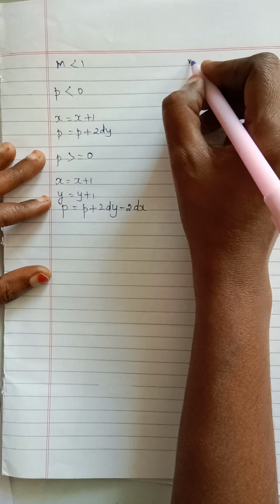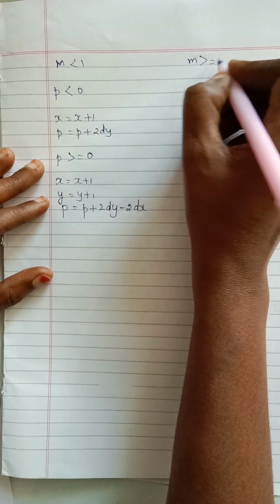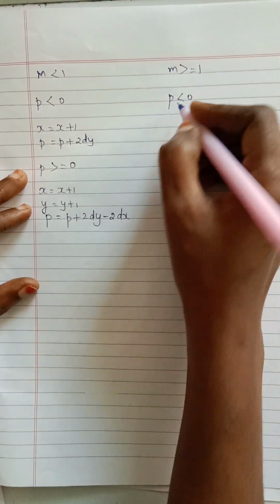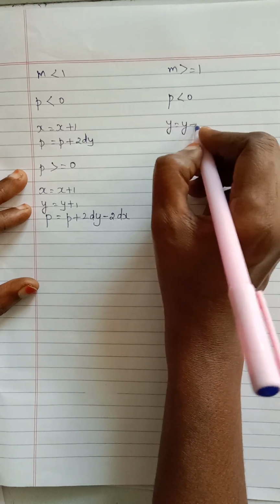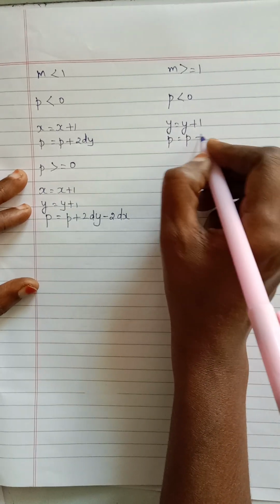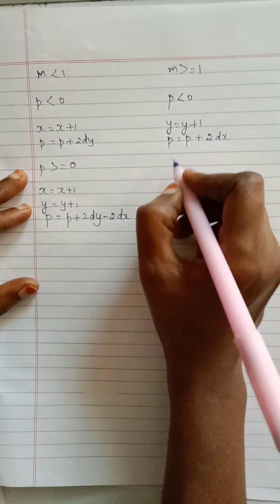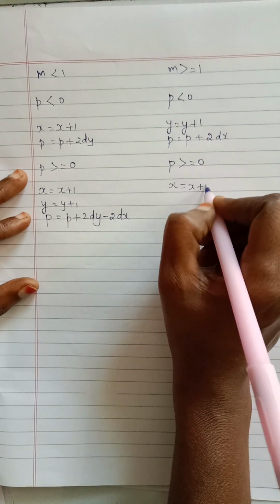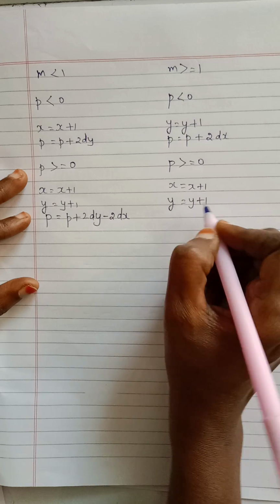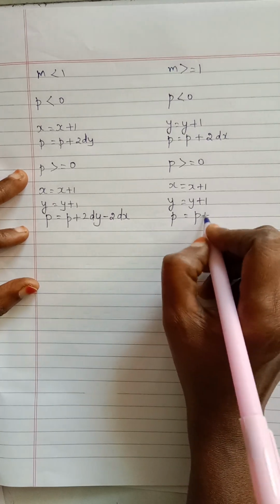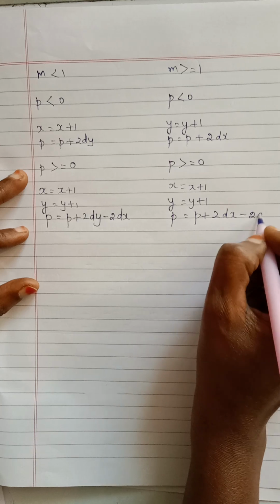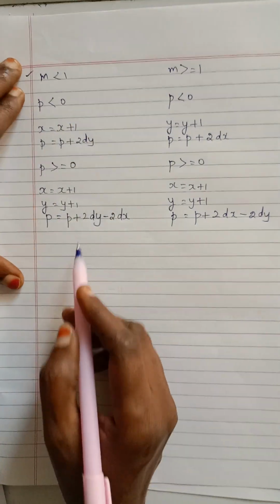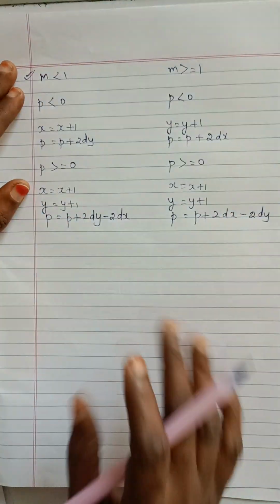Now I write the cases when m is greater than or equal to 1. Here also, when p is less than 0, y will be equal to y plus 1 and p will be equal to p plus 2 dx. In the case where p is greater than or equal to 0, x is equal to x plus 1, y is equal to y plus 1, and p will be p plus 2 dx minus 2 dy. So now our case is this one, because the m value is less than 1. So you have to choose this case only.